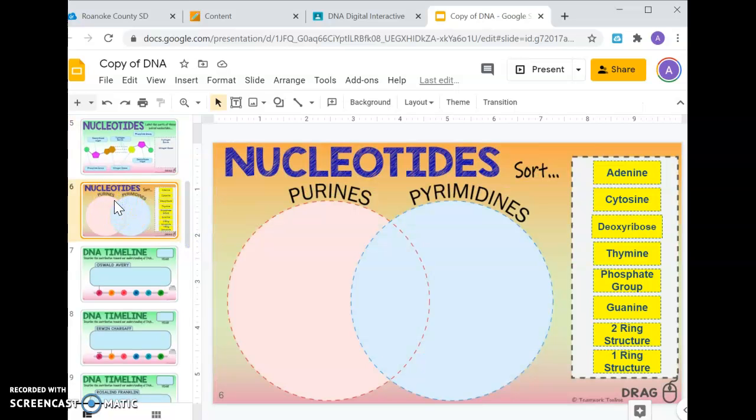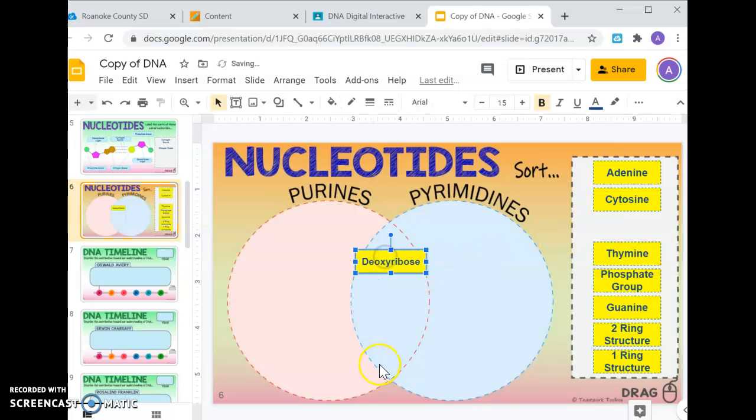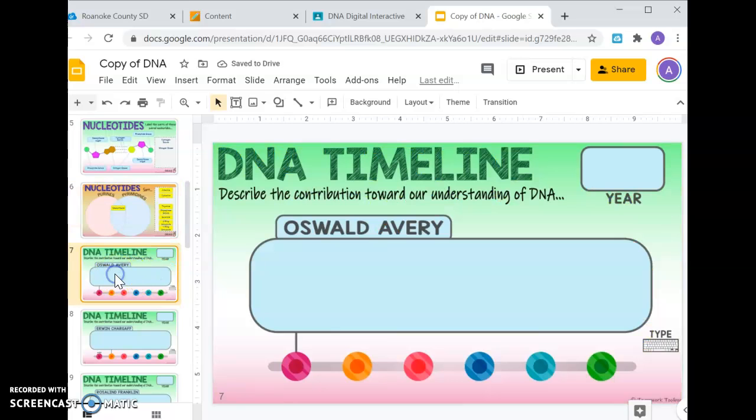You are going to be comparing purines and pyrimidines, and you can also go back into your notes to look at what a purine and a pyrimidine is. And some of these things are going to be in the center, which is both. Like both of these have deoxyribose sugar. Okay, so go back in your notes where it compares these 2, and that will help you out with that.